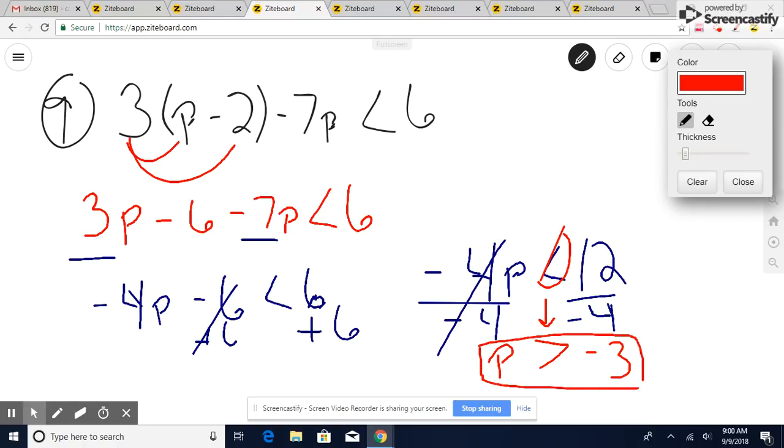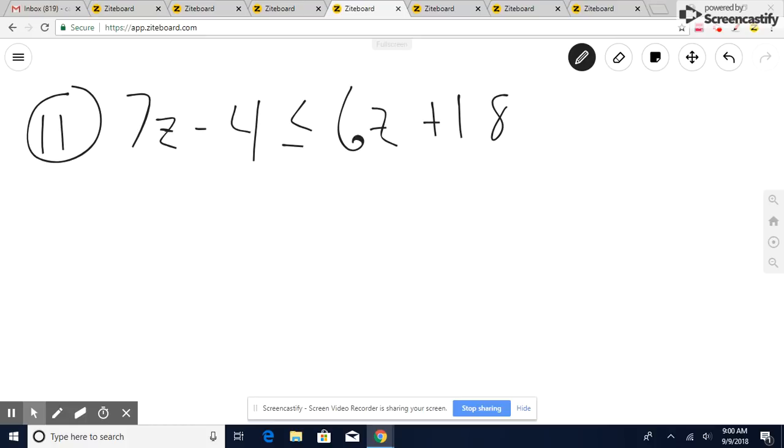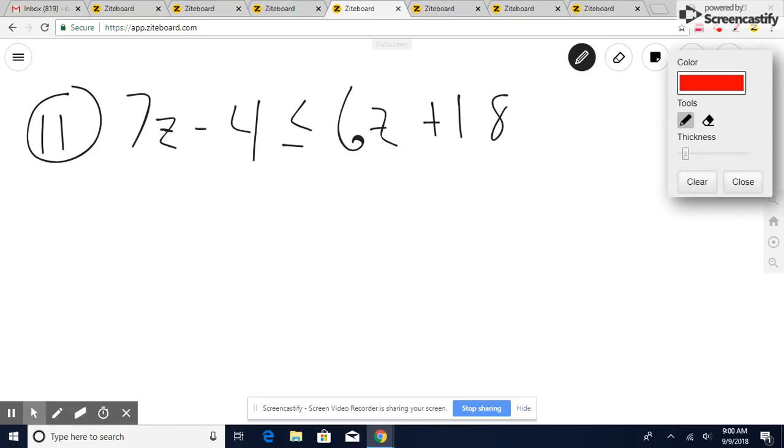Okay, so again, we just picked up where we left off. This is part 2. Okay, moving right along. Here are the other types of multi-step. And what we have here is that there is no parentheses, but we have variables on both sides.